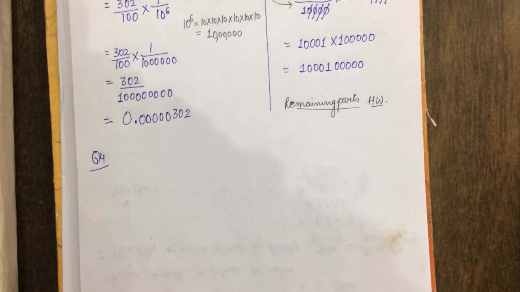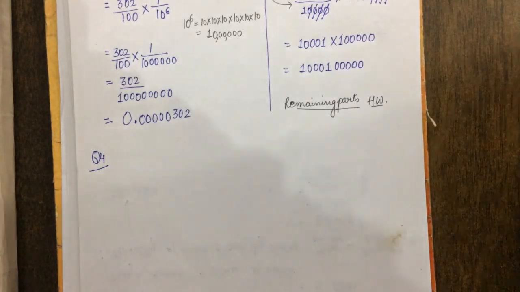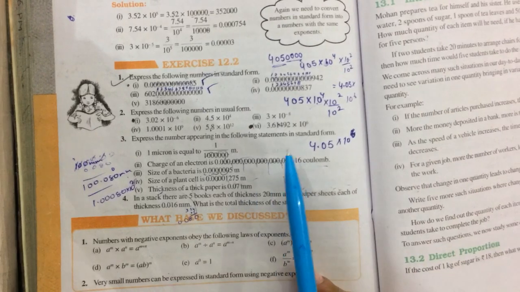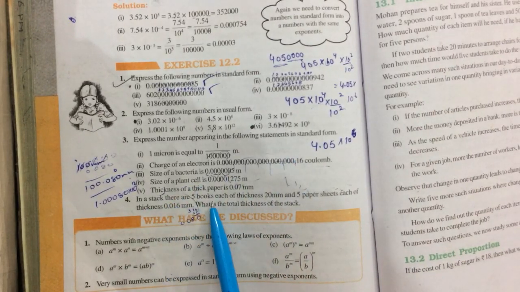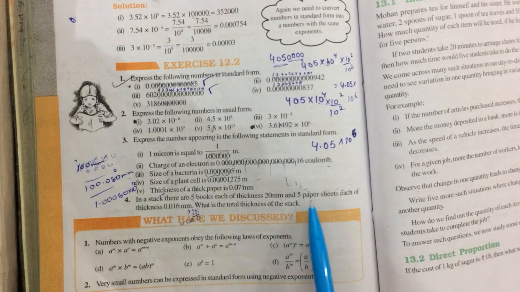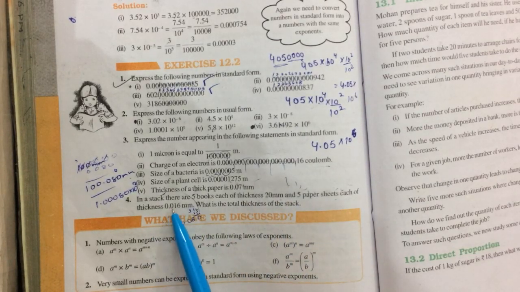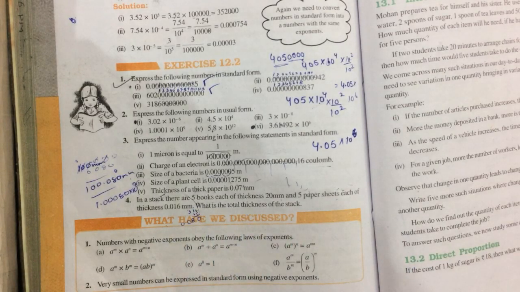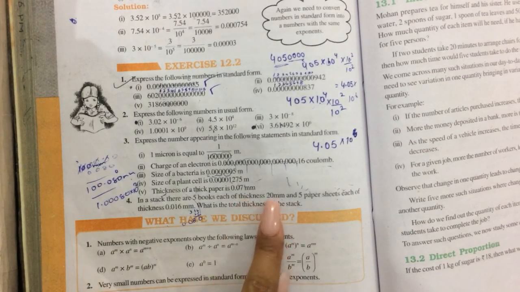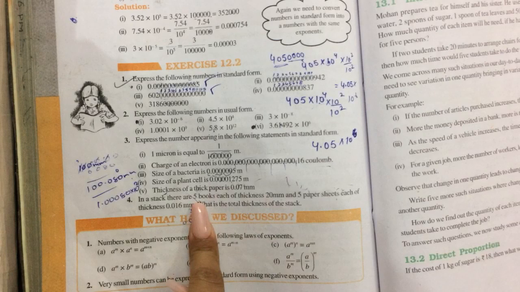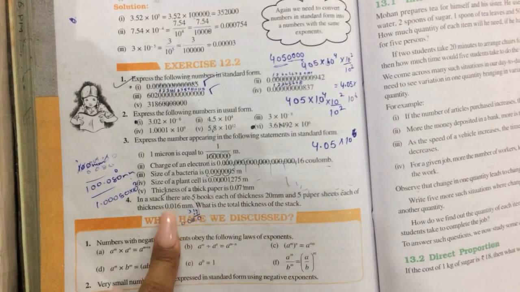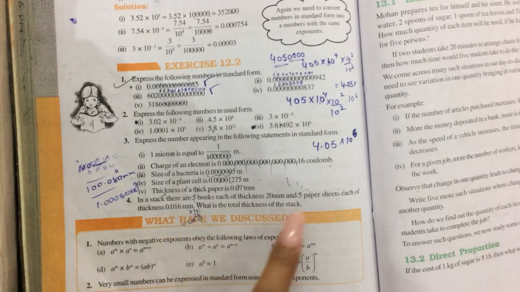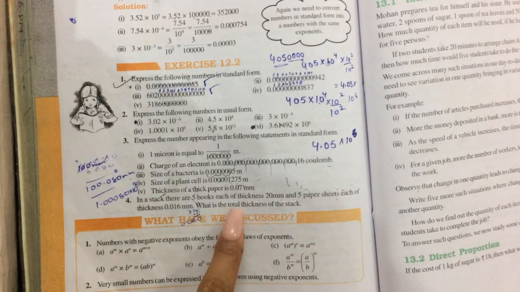I'm taking a quick reading. In a stack, there are 5 books, each of thickness 20 millimeters, and 5 paper sheets, each of thickness 0.016 millimeters. What is the total thickness of the stack? Now this question as such is a very simple question. The thickness of one book is 20 mm. So find the thickness of 5 books. Thickness of one sheet of paper is 0.016 mm. Find the thickness of 5 sheets of paper and then find the total.